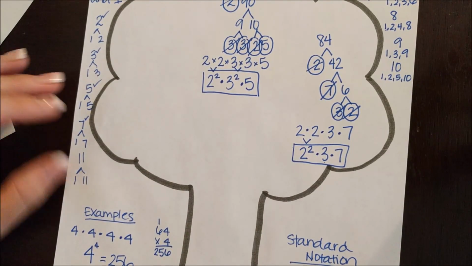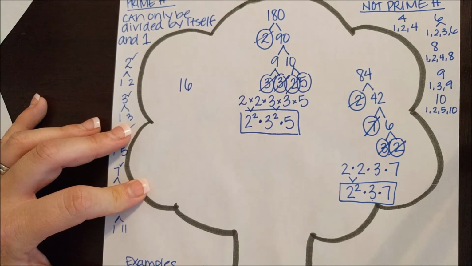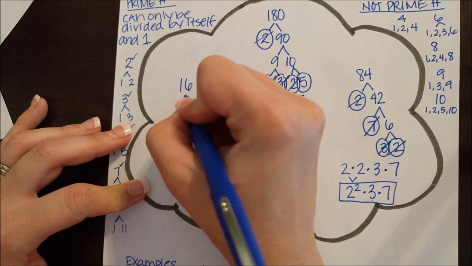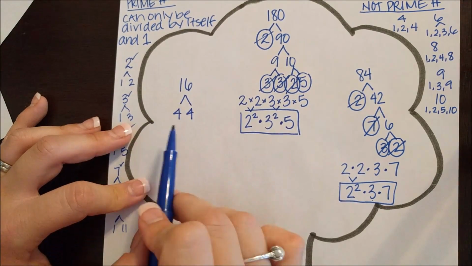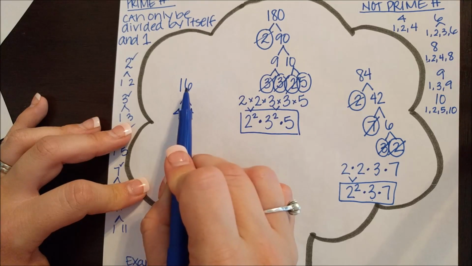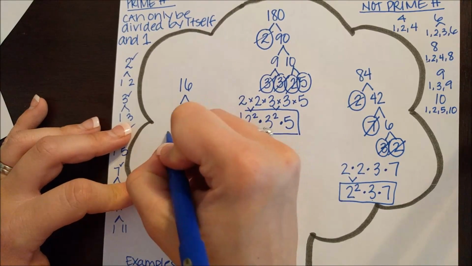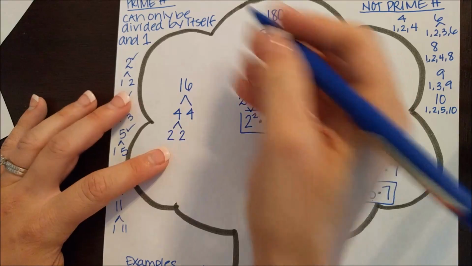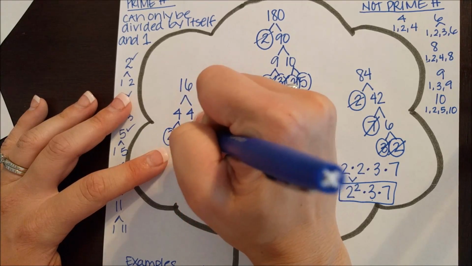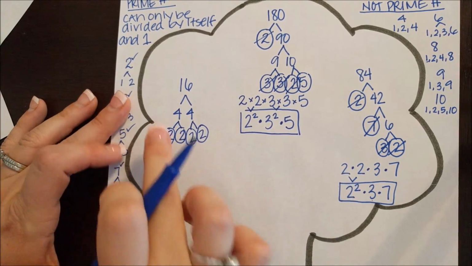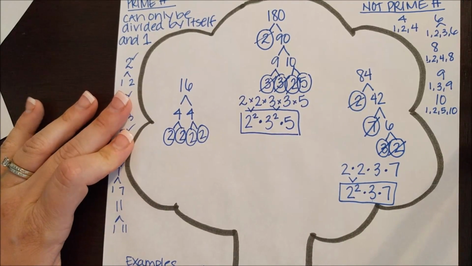How about 16? Let's break 16 down. Find the prime factorization of 16. Well, 2 numbers that multiply together to get 16, off the top of my head, I think 4 times 4. Again, it does not matter what numbers you choose as long as they always multiply together to get the number above it. 4 is not a prime number, so I'm going to break that down into 2 times 2. We know 2 is prime, so let's circle those. Same thing with this 4, that can be broken down into 2 times 2.